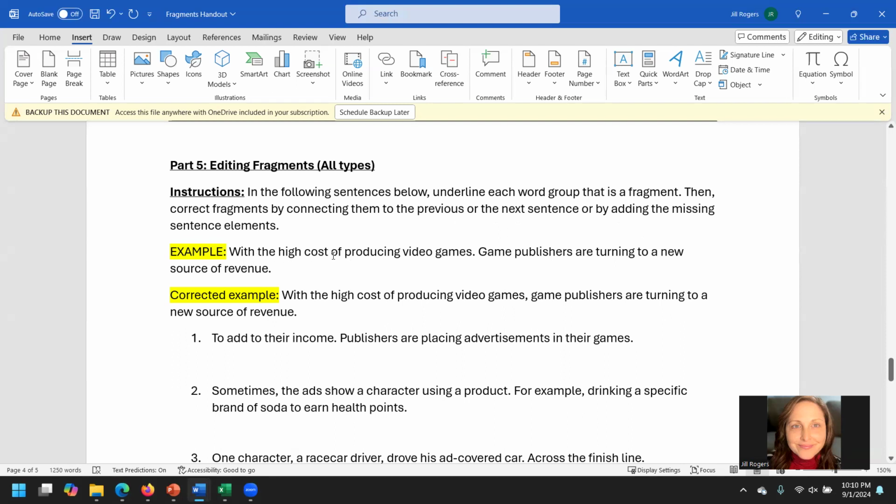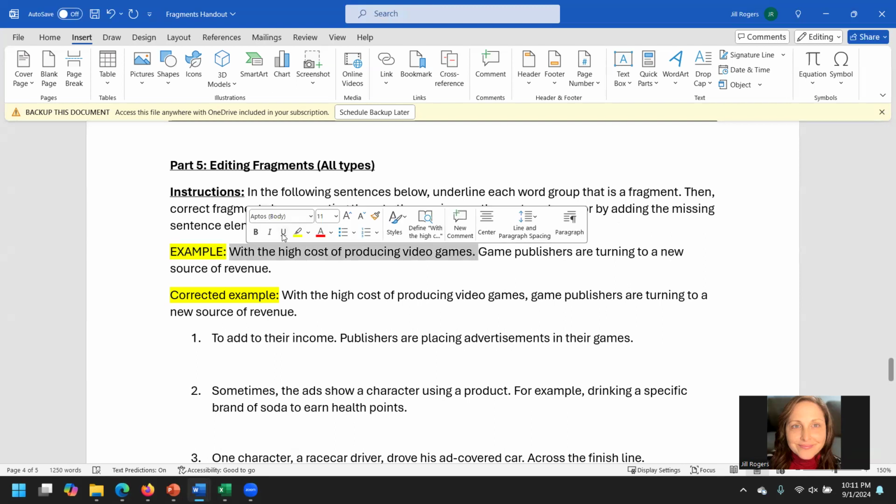So our example is, with the high cost of producing video games, game publishers are turning to a new source of revenue. Okay, so wait a minute. With the high cost, so I would underline that fragment. No, wait a minute, because where's the subject? Where's the verb? Where's the complete thought? It doesn't have it. So what did I do? I just added that introductory prepositional phrase to the beginning, right? Because it's modifying this.